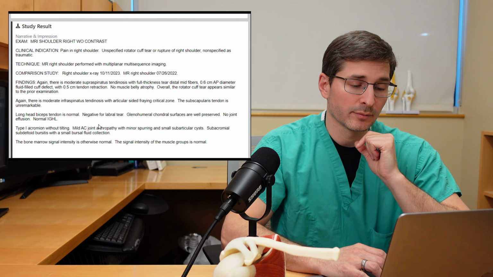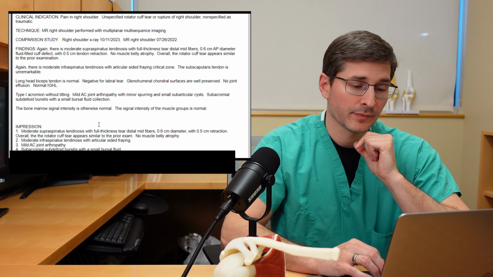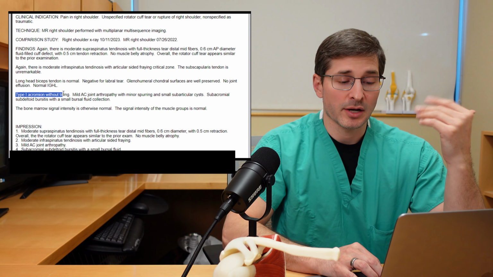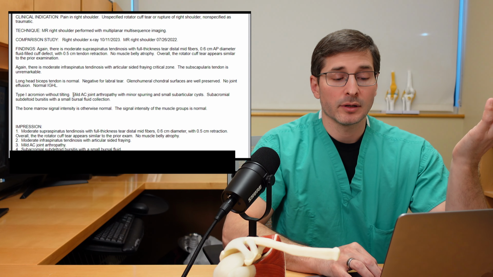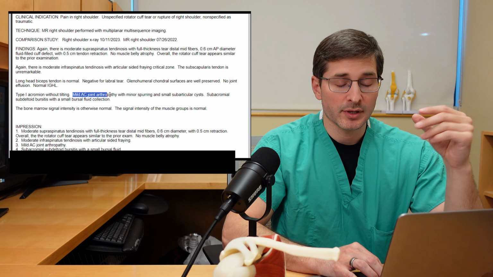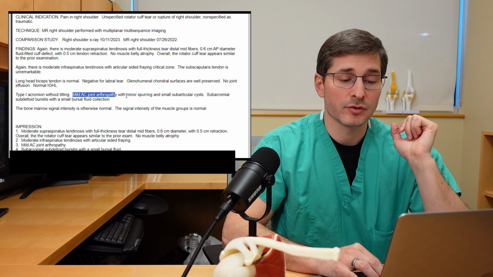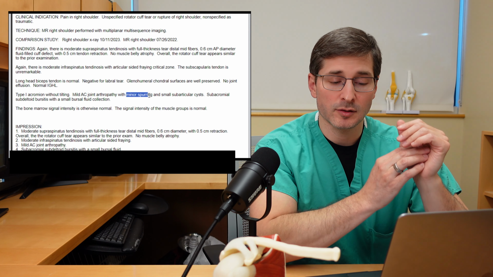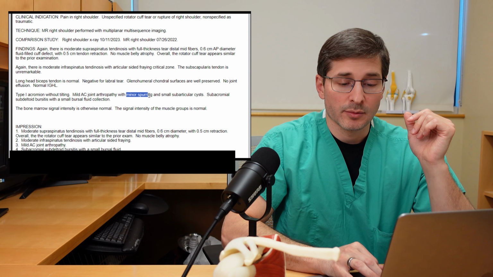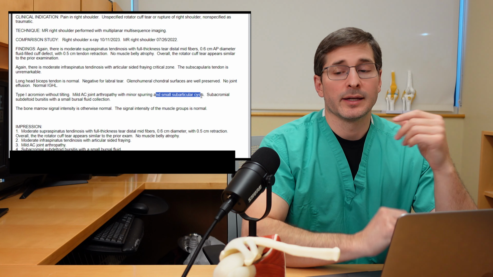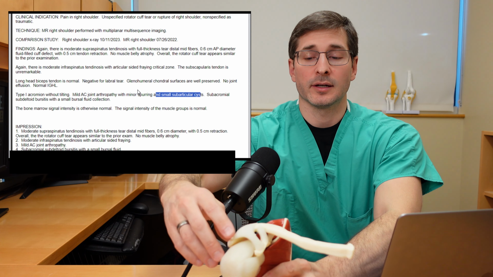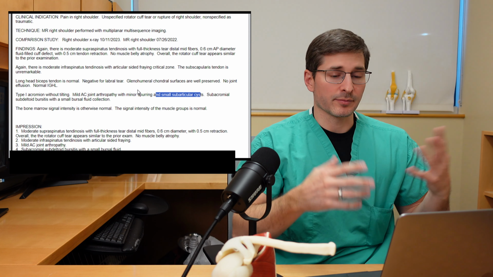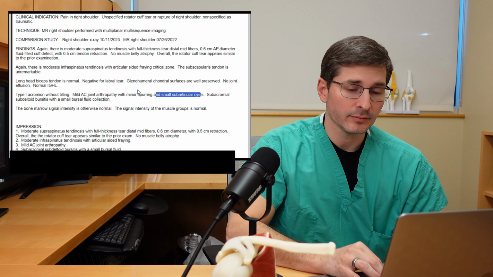Let's see, we'll move down a little more. So they mentioned the type 1 acromion, again, the shape of the acromion, mild AC joint arthropathy, mild arthritis at the small collarbone joint, minor spurring, so a couple small osteophytes, and small subarticular cysts. So again, arthritis of the AC joint is really common, and they're just pointing out some findings of that.